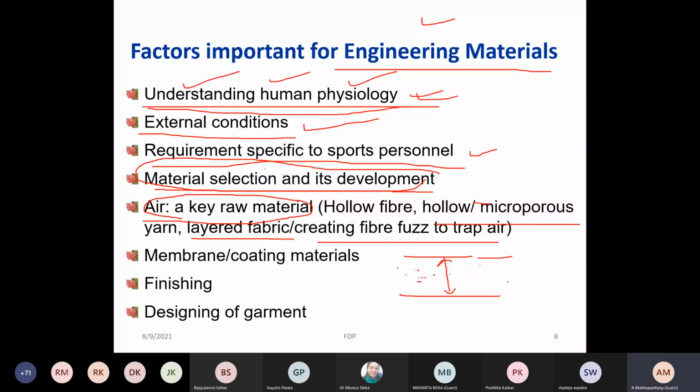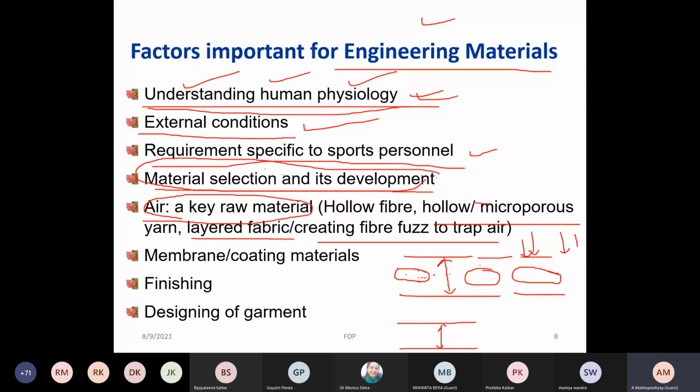But the problem in that case is that the water vapor permeability will get restricted if you make thicker and thicker fabric. Water vapor permeability will be limited. So if it is possible to make some microporous structure inside the yarn or fabric, that would be better than simply increasing the thickness, because we will have to look at the other performance parameters also. It is not only thermal insulation, but you need to have higher water vapor permeability at the same point of time. If you make the material thicker only, that can obviously provide better thermal insulation, but at the same time vapor permeability will also get restricted.